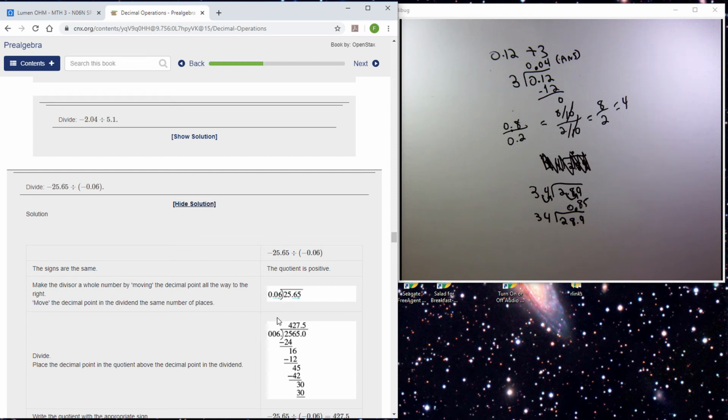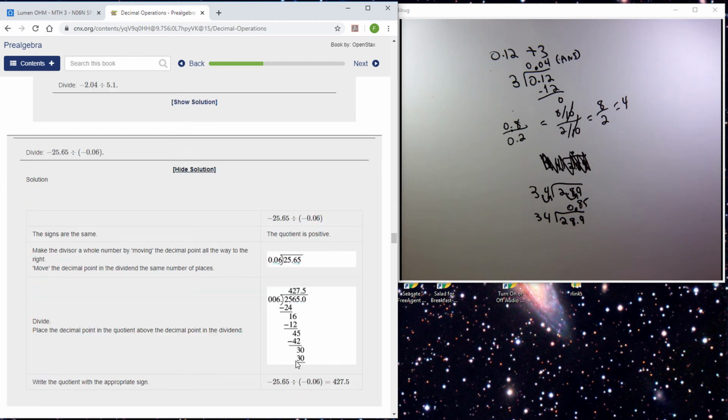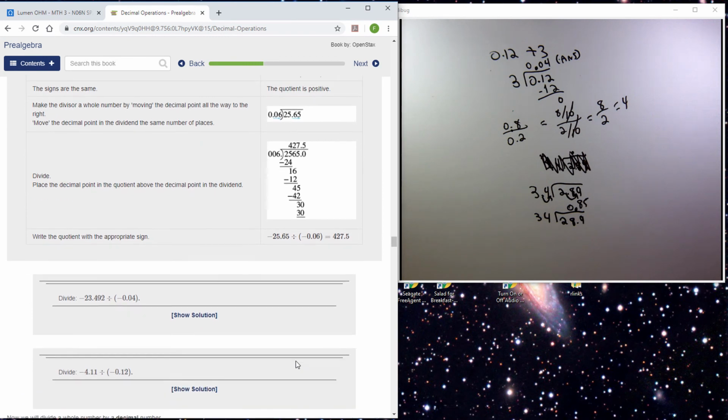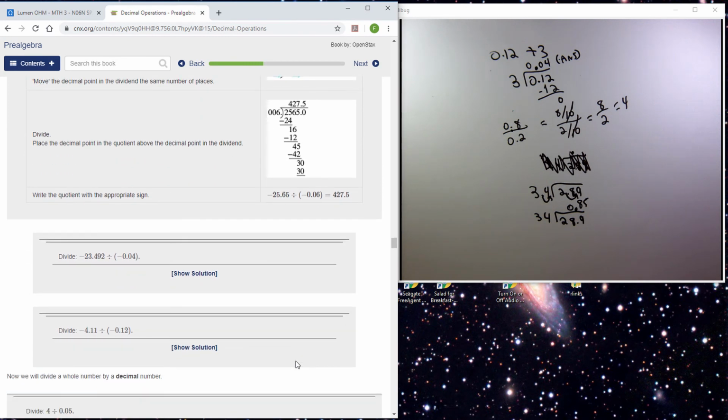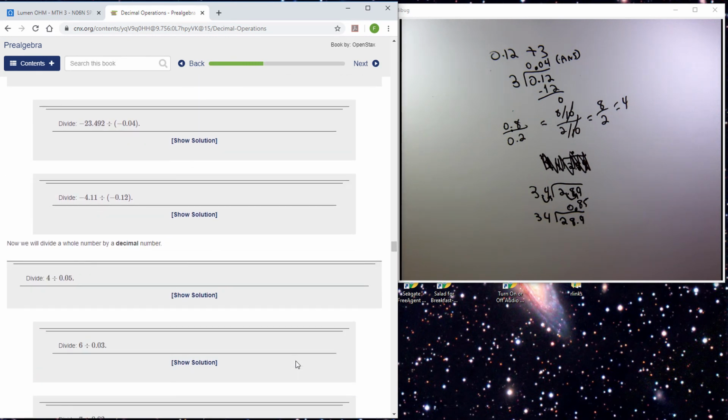So after you shift it, remember to shift the decimal point. In this case 2 times, so you shift it 2 times in here. Don't forget to put the decimal point right above it, so you separate the whole parts from the fractional parts. Then you follow it as if you're dividing whole numbers. 6 goes into this. You end up with 427.5 here.